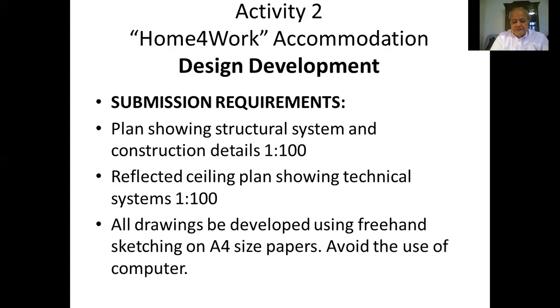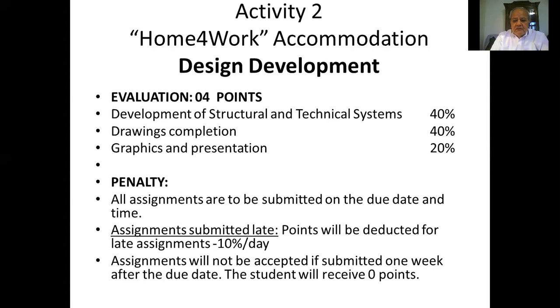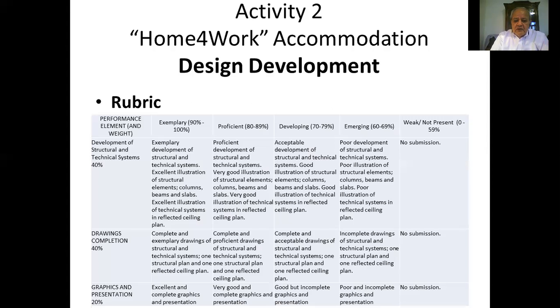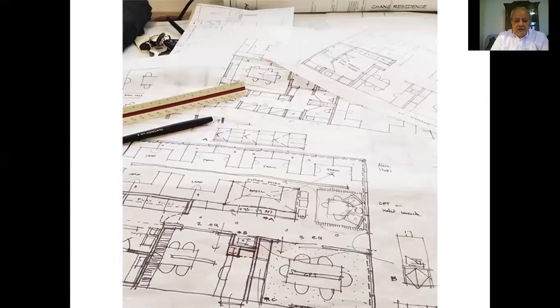You can use colors for each system: lighting, HVAC, firefighting, sound system. You can use different coded colors for each one. Again, you can use A4 size papers or A3 papers or tracing papers as you like, and then copy them and send them by the end of the day. These are the evaluations, and this is the rubric. You'll find everything on the blackboard.